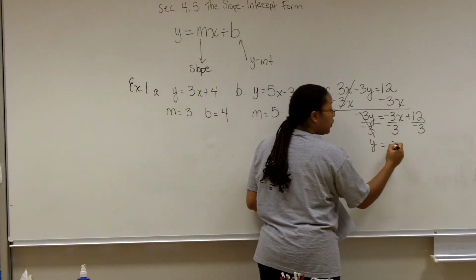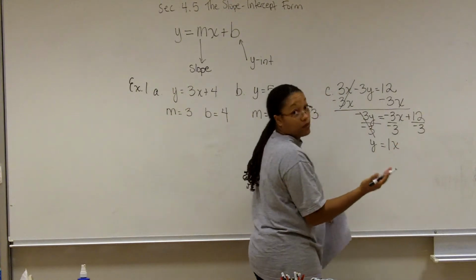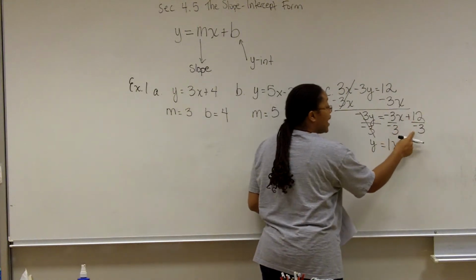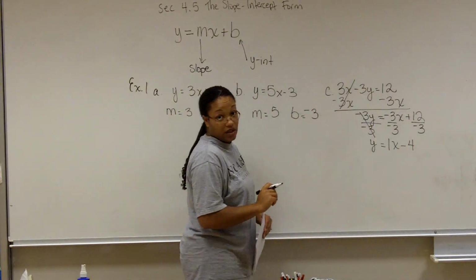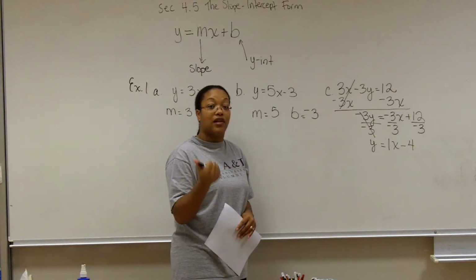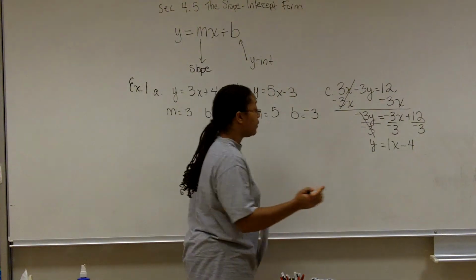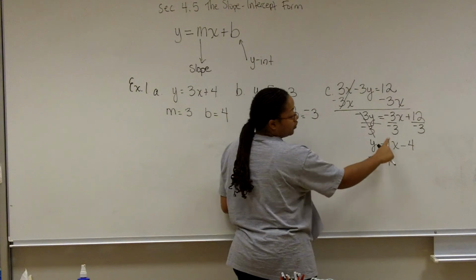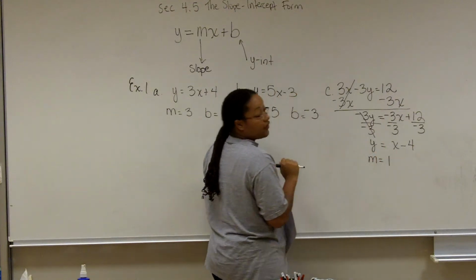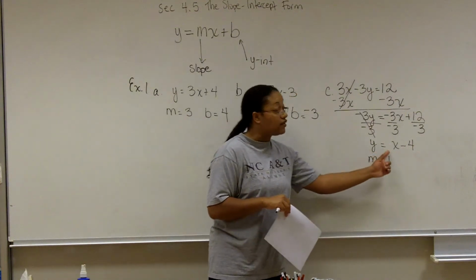So that's just x. We can put the 1 there because we have to remember that it's there. 12 divided by negative 3 is negative 4. So there's our equation. But I still need to identify the slope and the y-intercept? Well, my slope is 1. And like I said, we can put the 1 there. Even if it's not there, your slope is still 1 because it's invisible.